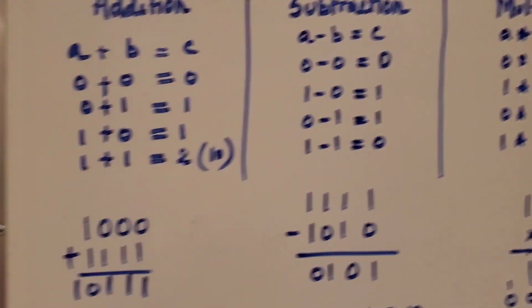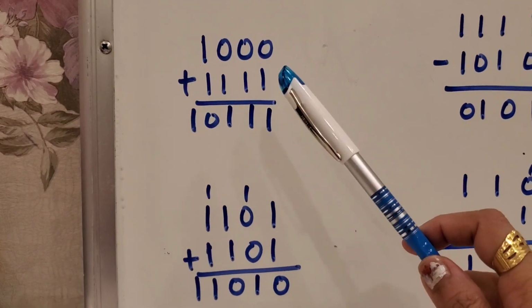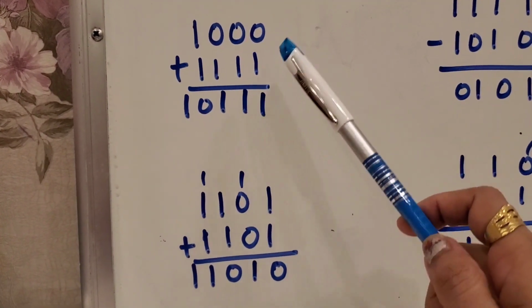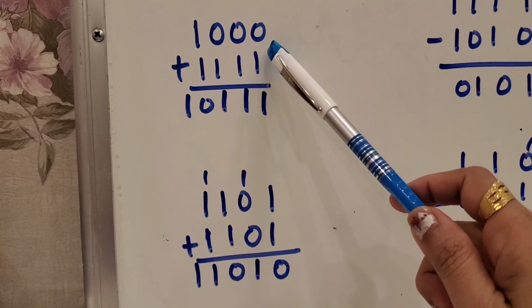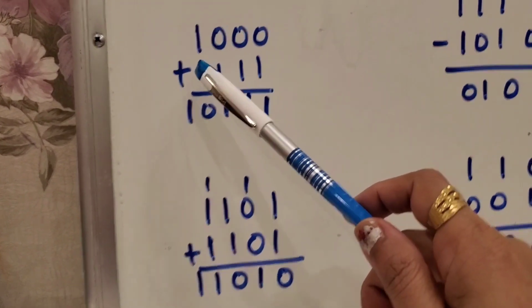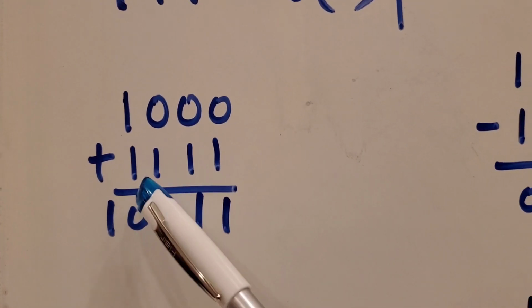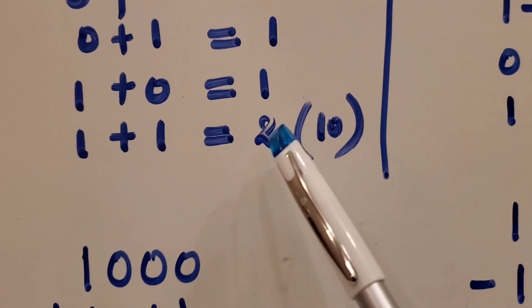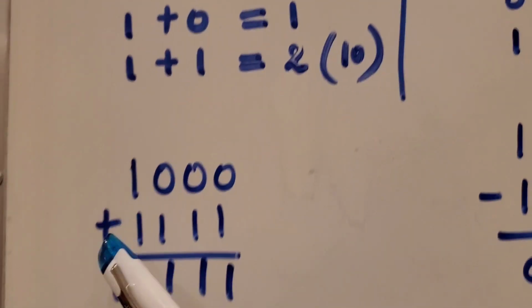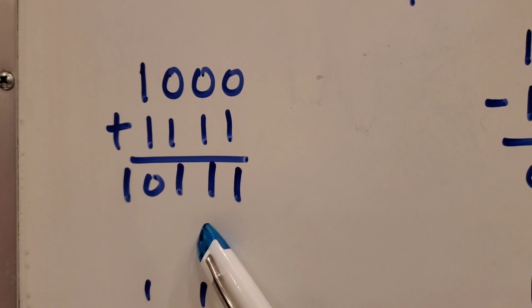So now look at one example of the sum. Suppose we have binary numbers 1000 and 1111. When you add it, it is too easy. 0 plus 1 becomes 1. All are 0, so you will simply add. But when 1 plus 1 comes, in this case, 1 plus 1 is 2. And what I told you, whenever you get 2, what will you write? 10. So you will write here 10. So your answer comes 10111.